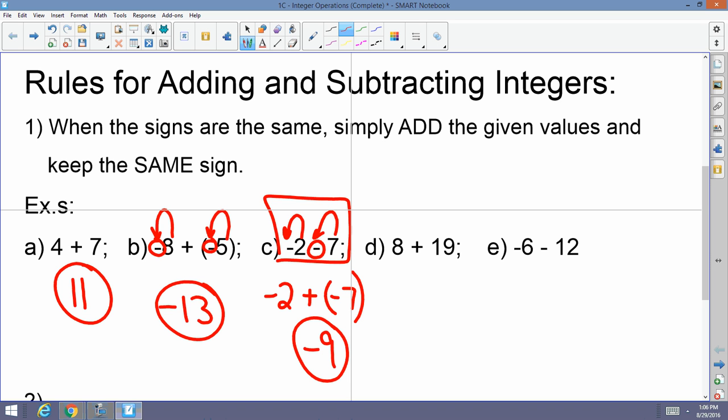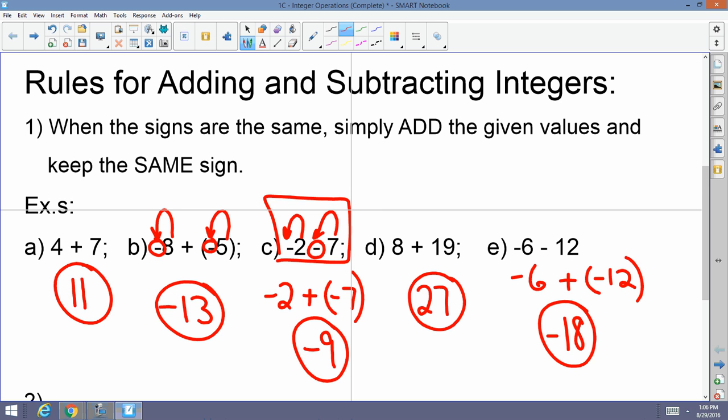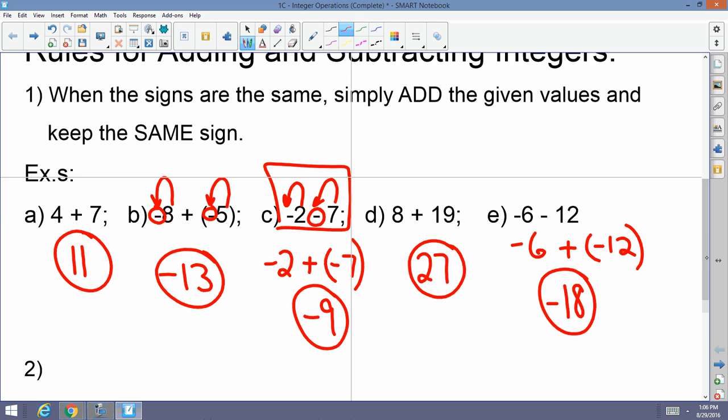C, 8 plus 19. The signs are the same. You add and keep the sign. 8 plus 19 is 27. Negative 6 minus 12. Again, this is really saying it's negative 6 plus a negative 12. So when the signs are the same, you add and keep the sign. So that would be negative 18.